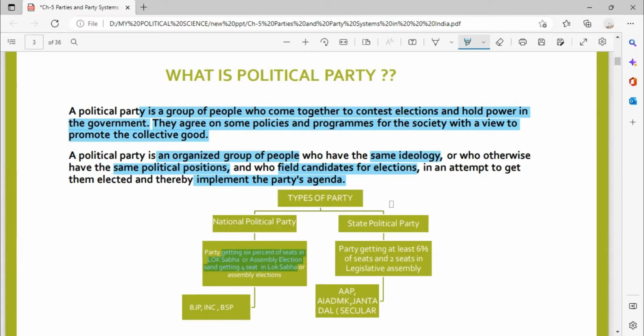Then we come to the state political party. Such parties act in the state. They are called regional parties also. Any party which is getting at least 6% of total polled votes and at least 2 seats in the legislative assembly. So what is the difference between a national political party and a state political party? The national political party will get at least 6% of votes in Lok Sabha election and at least 4 seats in Lok Sabha, whereas a state political party will get 6% of votes and 2 seats in the legislative assembly, like AAP, AIADMK, Janata Dal Secular. So all such parties are regional parties or state political parties.